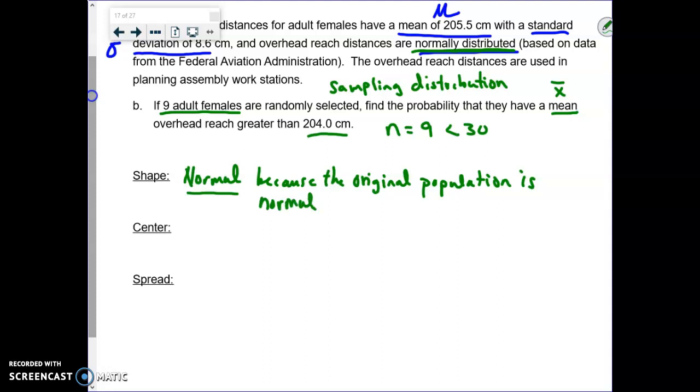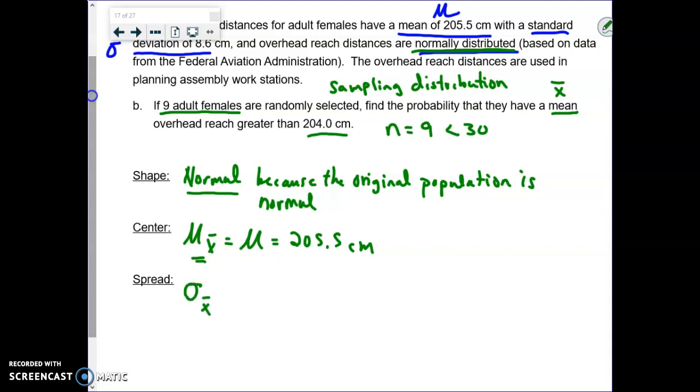Now, the center of this sampling distribution of samples of size 9: we are looking at the mean of these sample means. Well, that's the same as the mean from the population, which is 205.5 centimeters. So again, the mean of the sample means should be equal to the population mean, 205.5 centimeters. Now here's where the change comes in.